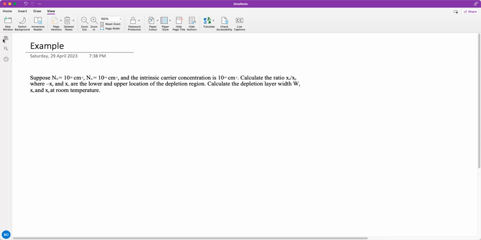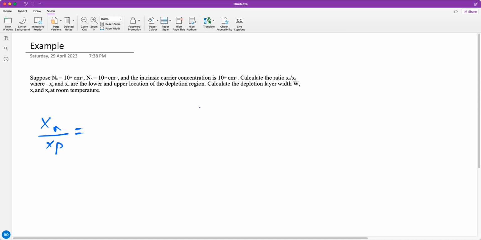So now you are given a number of donors. This is very straightforward, by the way. So the number of donors, number of acceptors, and the intrinsic carrier density. So calculate the expression or the ratio XN over XP. Well, XN over XP, we already saw from where we can get it. From the charge conservation equation.